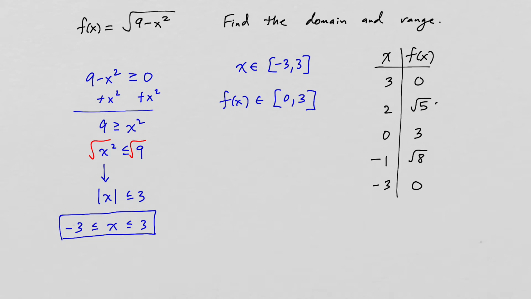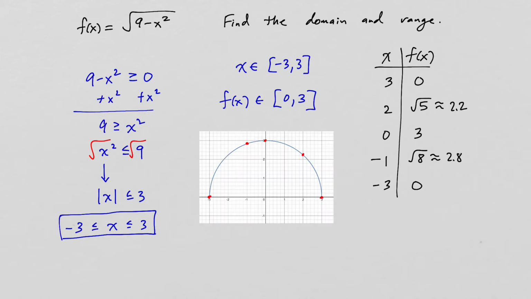Now, you can approximate these values on a calculator. The square root of 5 is about 2.2, and the square root of 8 is about 2.8. And if you plot these points, this is the graph that you will get. So here's what that graph looks like, and these points here represent the points that we have in our table.